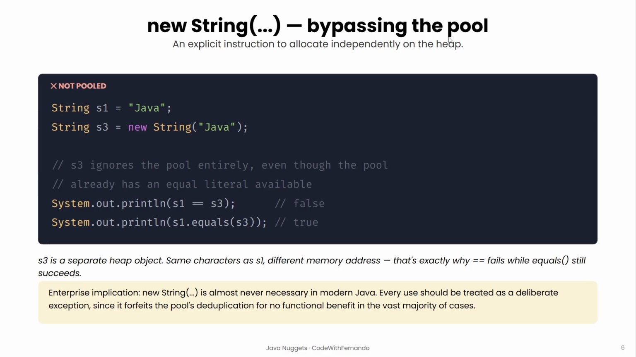True. Okay, let's continue. New string by passing the pool. An explicit instruction to allocate independently on the heap. So let's try str1 Java, then str3 new string Java. So totally different. This is just a string literal, and in here we are creating a new object on the heap. Whenever we use new, we are creating a new object on the heap. So let's see this in action.